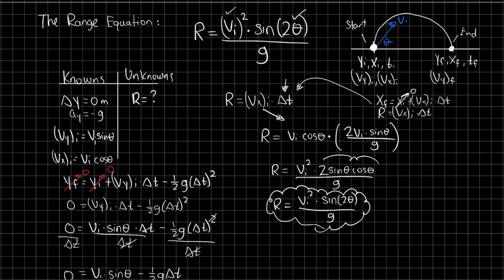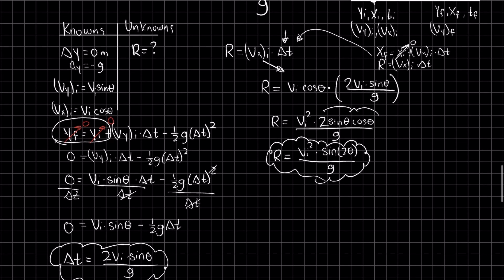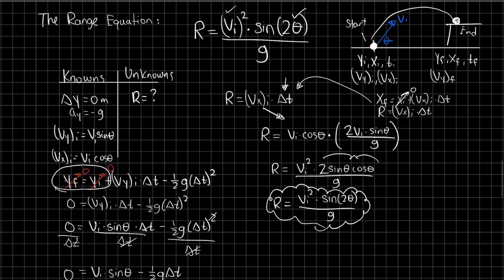Remember, this equation is only valid if the initial vertical position and the final vertical position are the same. If somehow the projectile ended on some ledge, this equation would not work, because what this equation requires is this: the final and the initial vertical positions must cancel, must be 0. That's what this expression depends on when I plugged in my delta t. So just be aware of the validity of this equation.